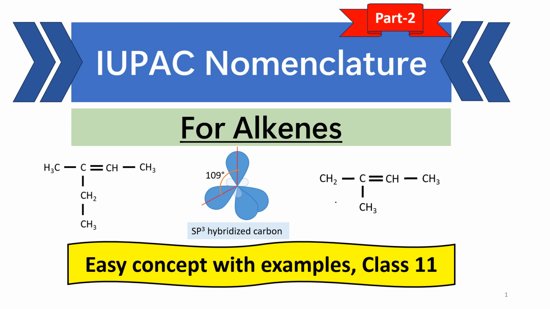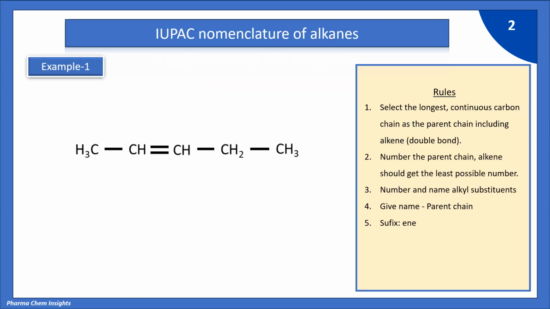In today's video, we are going to see the IUPAC nomenclature part 2. This is for alkene compounds. So let's get started. Let us see example 1. We have seen already the rules for alkane compounds. For alkenes, there is a little bit of addition and we will see while solving the problem.